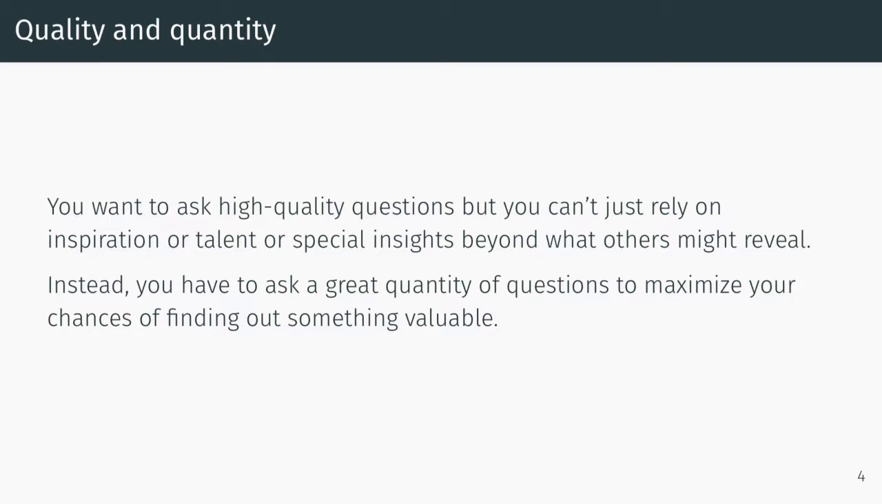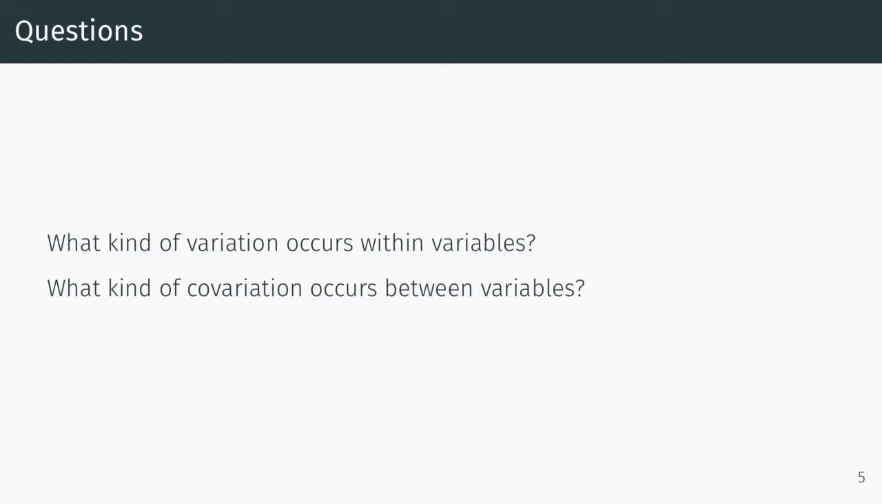You have to think about quality and quantity. So you want to ask high-quality questions, but you can't just rely on inspiration or talent or special insights beyond what others might reveal. Instead, you have to ask a great quantity of questions to maximize your chances of finding out something valuable. I can't stress that enough. And many of the questions are variations on these questions. What kind of variation occurs within variables? What kind of covariation occurs between variables? These are sort of archetypes for other questions.